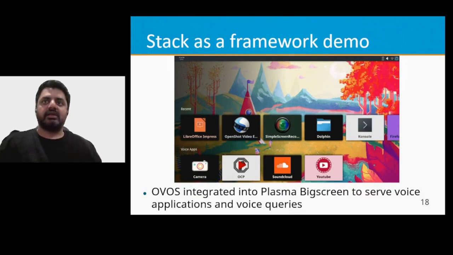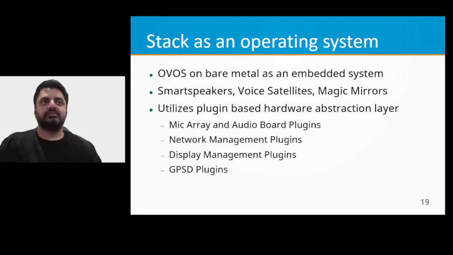So now we've seen a demo of Big Screen running OpenVoiceOS. Let's understand how we see OpenVoiceOS as the building blocks for an embedded system. We see OpenVoiceOS packages and shell as building blocks for an embedded platform where you can choose to run on bare metal without requiring things like a display and window manager. It is especially useful for device environments like smart speakers, voice satellites, and magic mirrors.